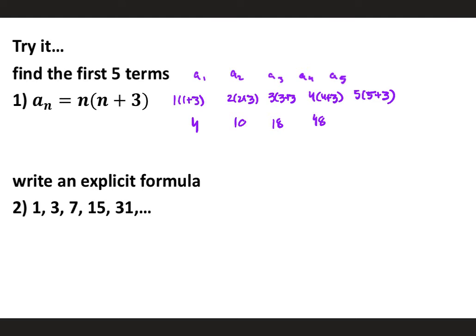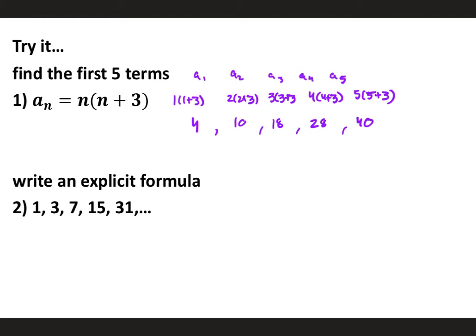Sorry, back that up. 4 times, not 12, that's 4 times 7. 4 times 7 is 28. Yep, 4 times 7 is 28. And then 5 times 8 is 40. Okay, and there's my sequence, the first 5 terms. I just figured that out by plugging in the subscript from each of the terms, 1 into this formula that they gave us, then 2, then 3, then 4, and so on and so forth.